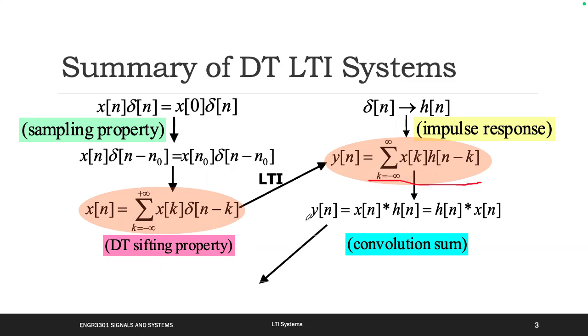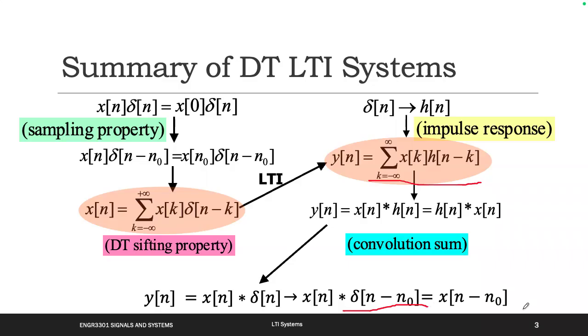And also from this one, we have some properties. One very important property is the shifting property, which means if you have this one, and if your h[n] is delta[n] or delta[n minus n naught], you have this one. We call it the shifting property. That makes sense to you? Okay. This is the summary of the LTI system.